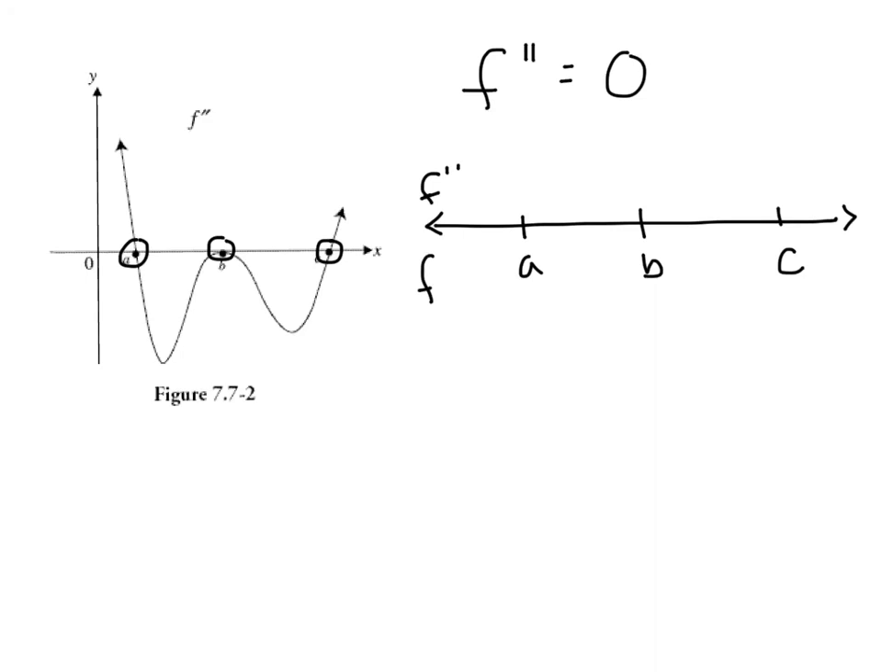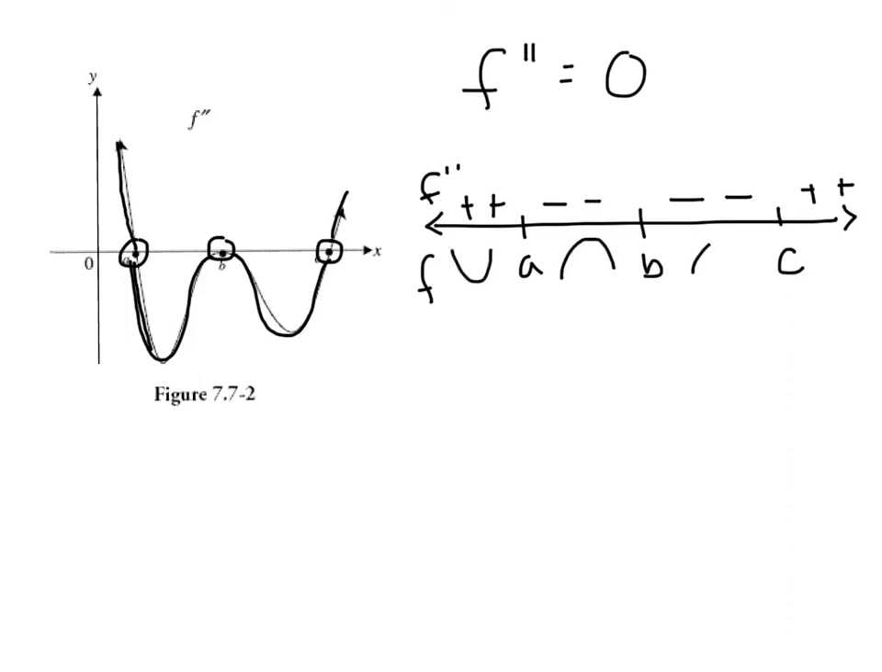And it looks like because this graph's above the x-axis, those values are positive. And then f double prime's below, and so we've got negatives, and then from B to C, f double prime stayed negative, and then from C onward, f double prime was positive. So we've got f being concave up, concave down, and concave up, and you could really run with it.